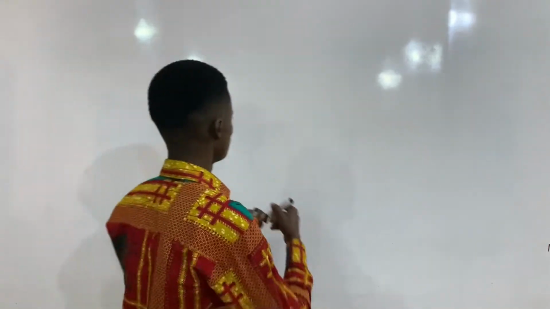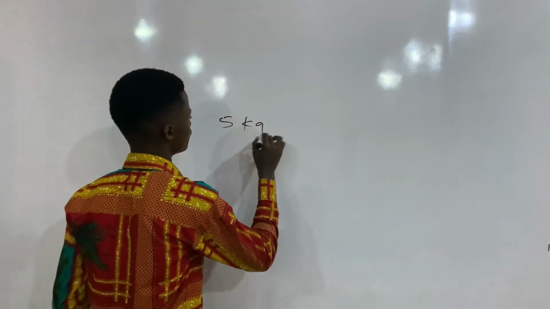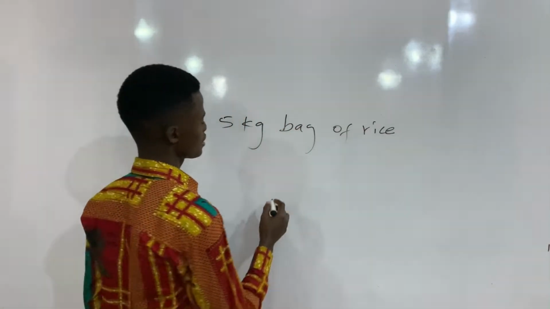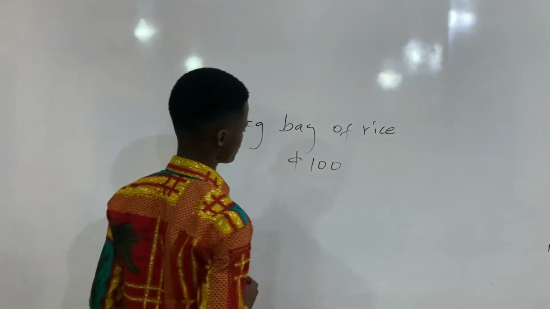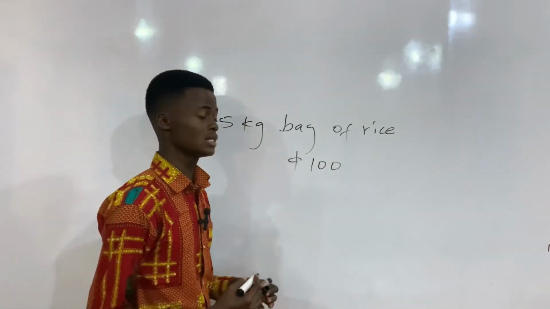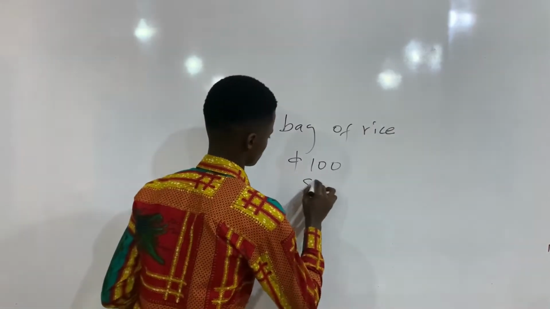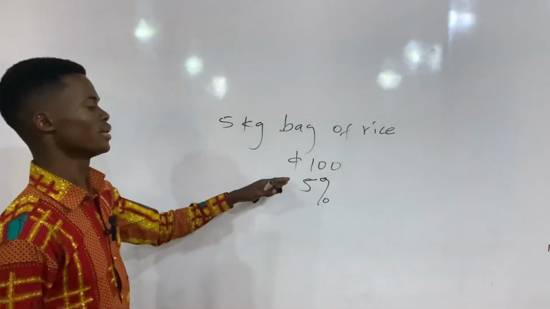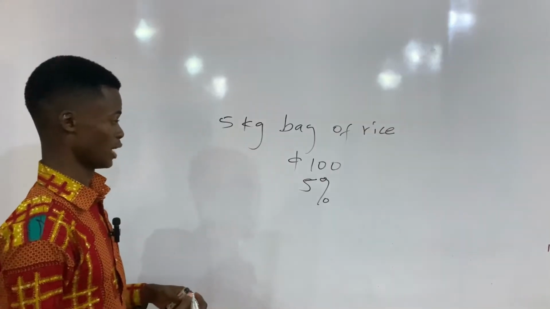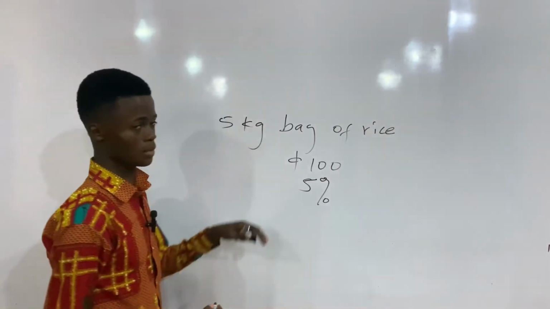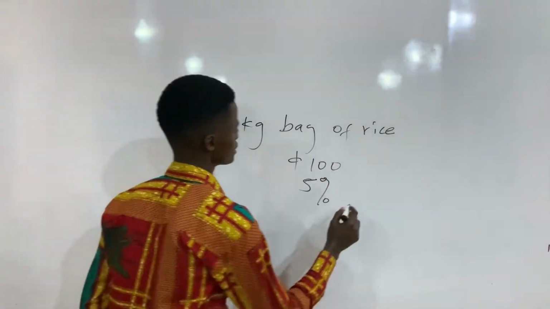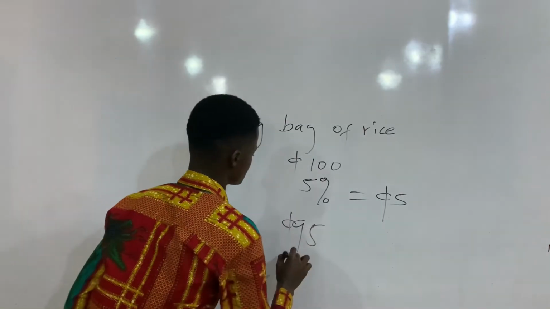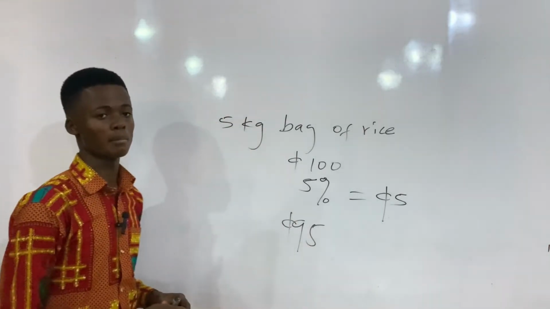So let's assume you went to acquire a 5 kilogram bag of rice and the listed price is 100 cedis, but you were offered a discount of, let's say, 5%. So instead of you paying the 100 cedis for the 5 kilogram bag of rice, you will have to take off 5% from the 100 cedis. So the 5% of 100 cedis will be 5 cedis. So you will now pay 95 cedis as the price for this 5 kilogram bag of rice.